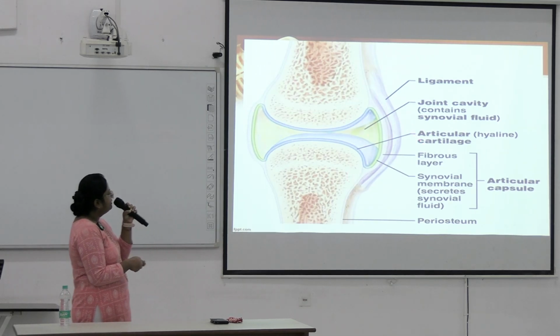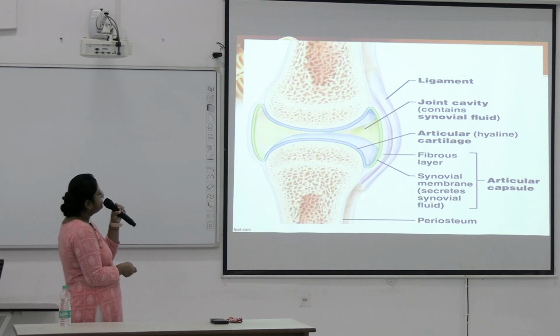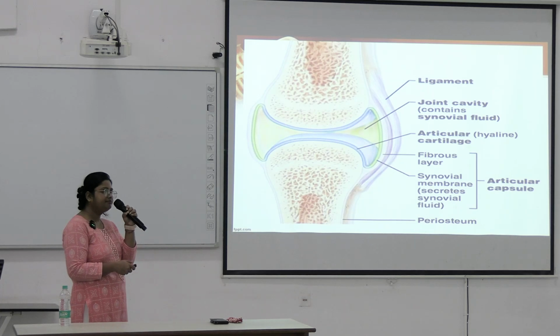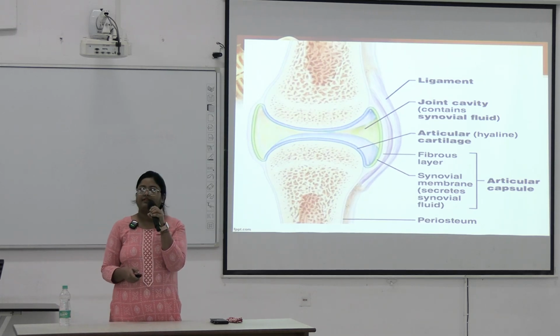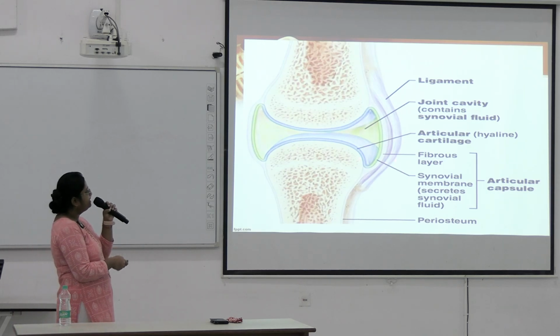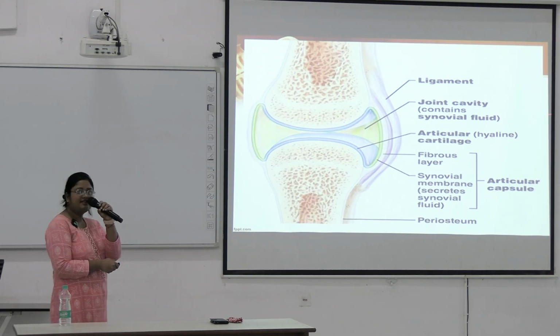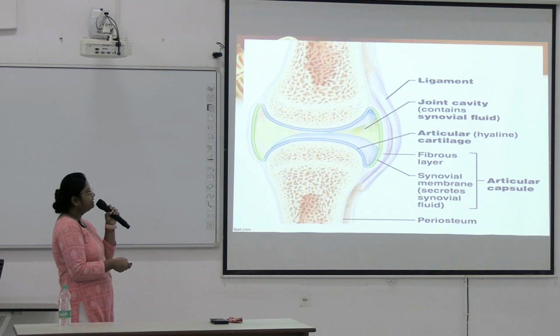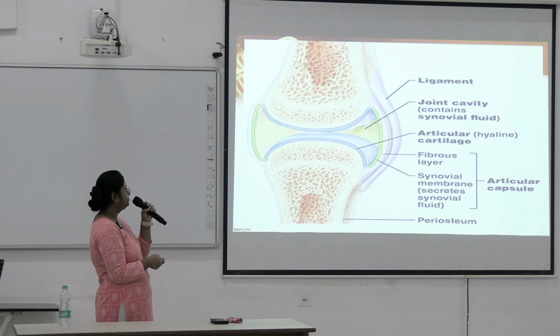So this is synovial fluid, and this articular cavity, or joint cavity, is enclosed by one articular capsule. This is the articular capsule. Articular capsule is formed by an outer fibrous layer and inner synovial membrane, and this synovial membrane helps in secretion of this synovial fluid. Okay. So these two are together forming the articular capsule, the fibrous layer and the synovial membrane.